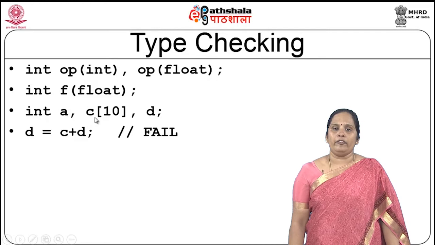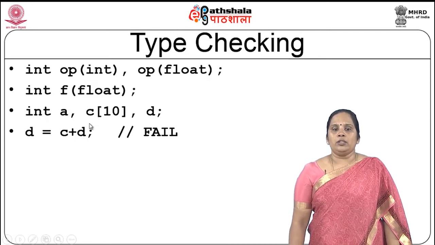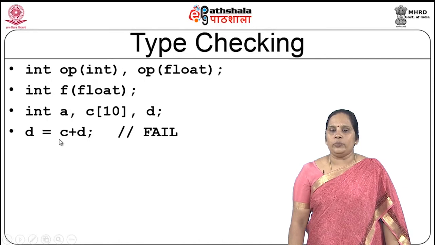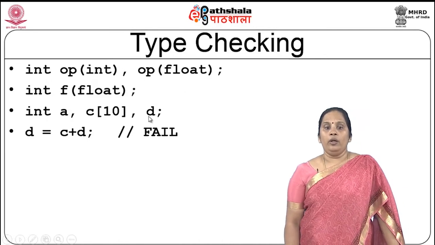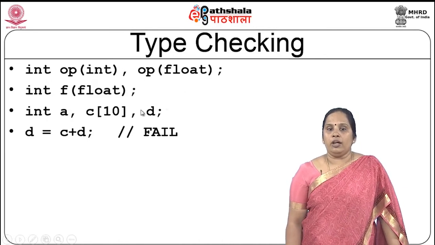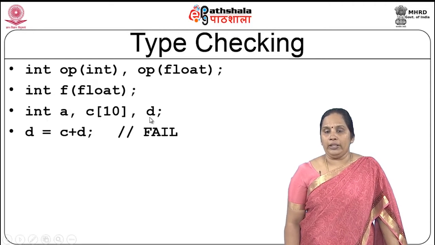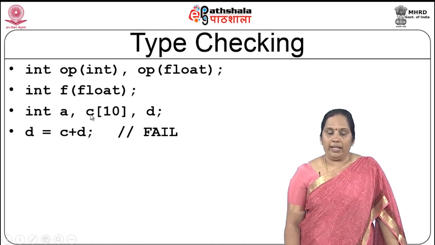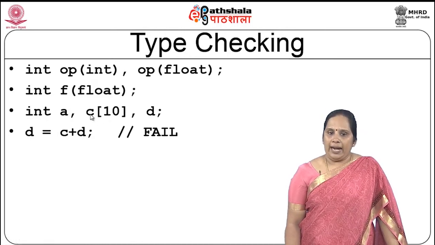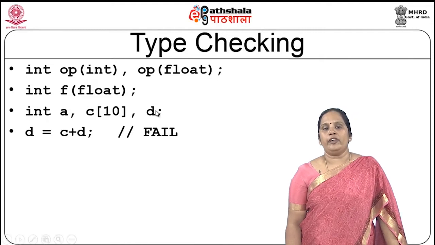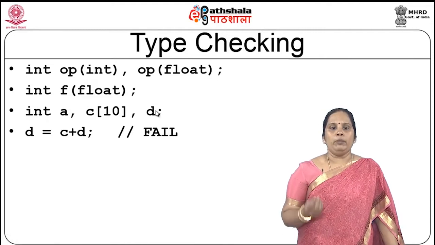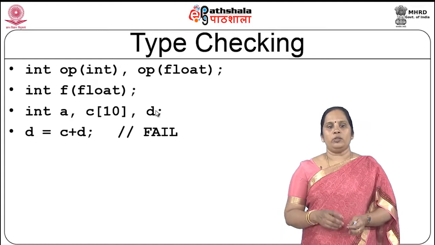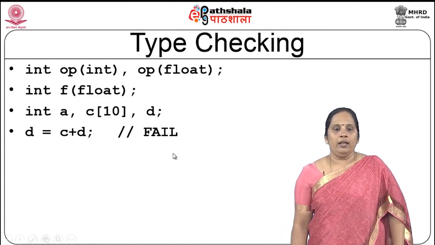C of 0 refers to a data, whereas c refers to an address. So I am actually operating an address with the content. I can actually operate address of d with address of c, but I am not doing that here. I am operating on just C and D. C is the name of the array, which is nothing but an address, and D refers to the variable D and its content basically. Therefore it is going to result in a failure.